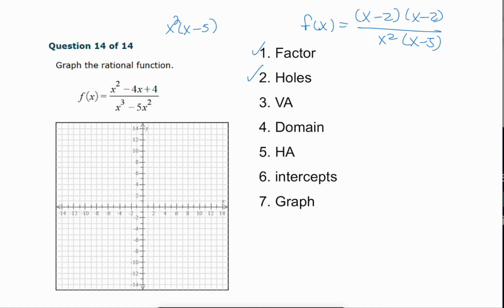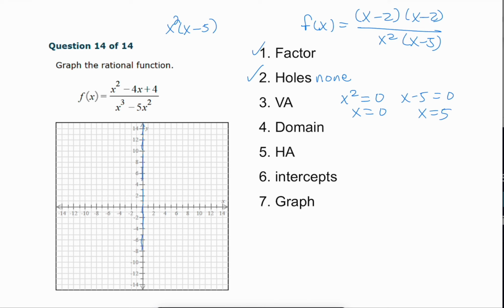We can see that there are no factors on the top that match any factor on the bottom, so there are none for the holes. The vertical asymptotes occur when the bottom equals 0. So that's where x squared equals 0 or x minus 5 equals 0. So that's going to be at 0 and at 5. So let's put those on there.